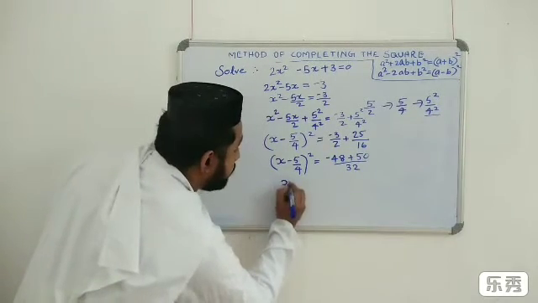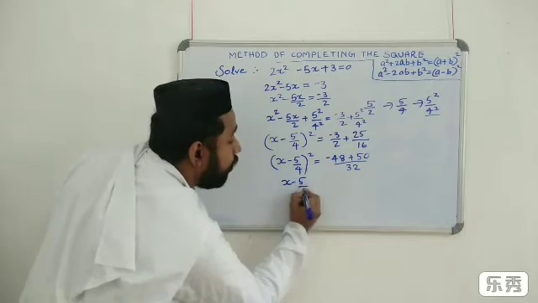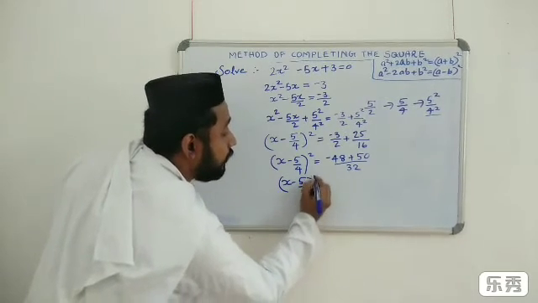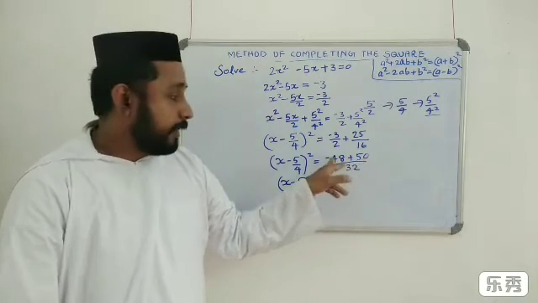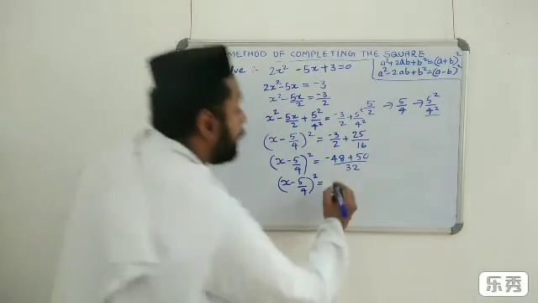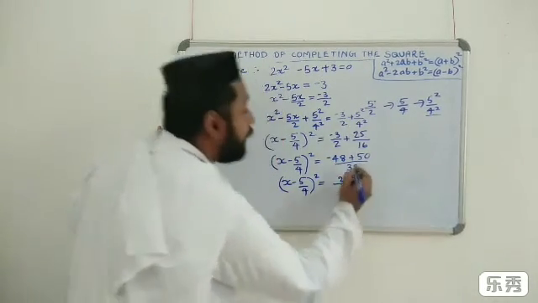Which means (x − 5/4)² is equal to −48 + 50. Minus 48 plus 50 means plus 2, divided by 32.